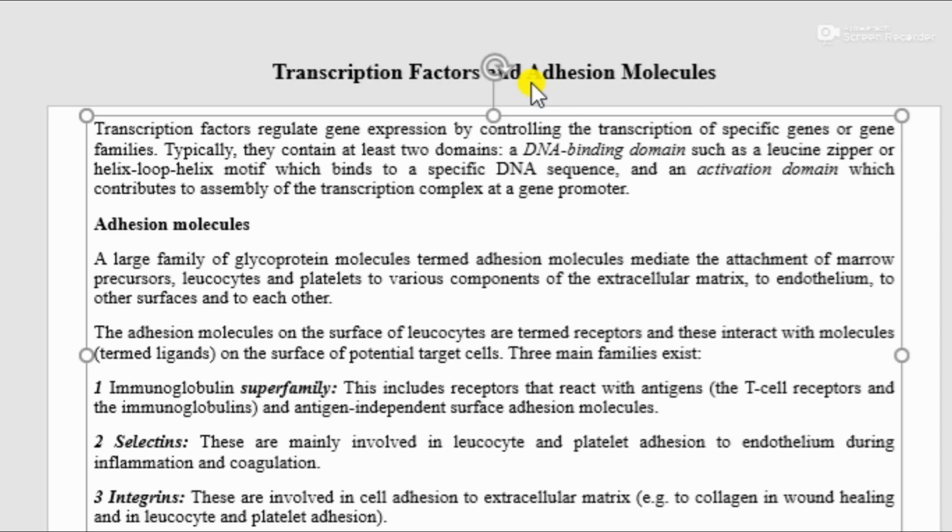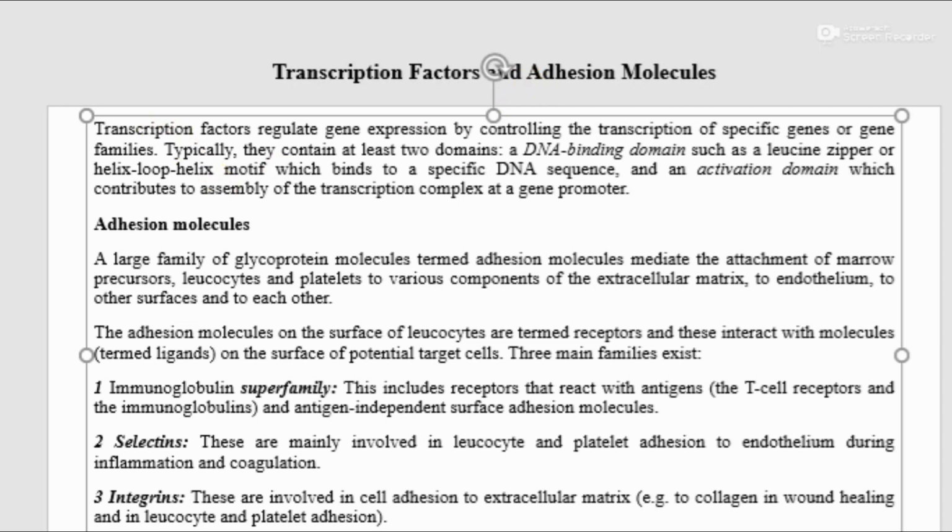Integrins are involved in cell adhesion to extracellular matrix. What extracellular matrix? The collagen in wound healing and leukocyte and platelet adhesion. Wound healing, you know that when there is a wound, it means that the walls of the vessels are cut and the bleeding is there. The blood is oozing out and the vessel is sheared. The integrins adhere to that part and first they make a soft scar, then they make a hard scar or a hard plug there, which prevents the loss of blood from that site.